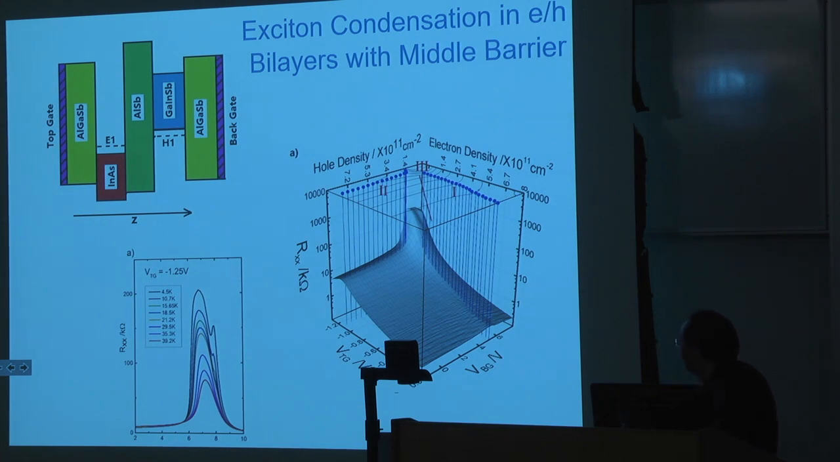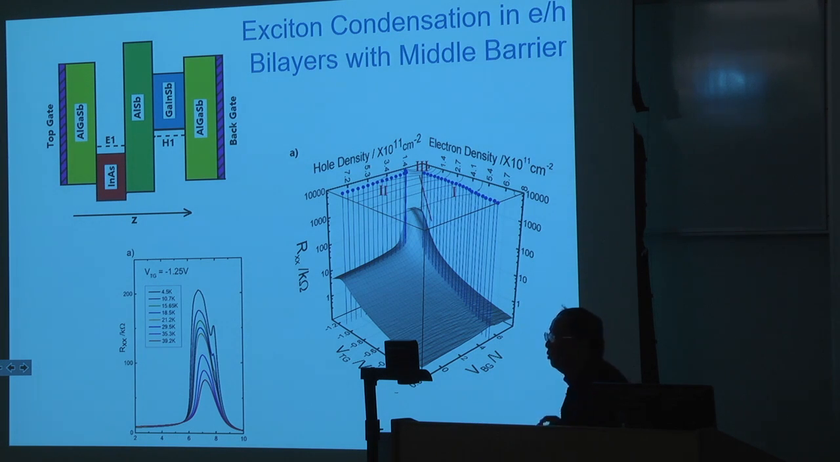Okay, so the second one is in this measurement, we have electron and hole, but in between electron and hole, we have a barrier. So there's no tunneling between electron and hole, rather you only have Coulomb interaction. But this Coulomb interaction is the main reason that we can have exciton. But the tunneling is the main reason that we should have edge state. So we have designed another experiment to really just show exciton.